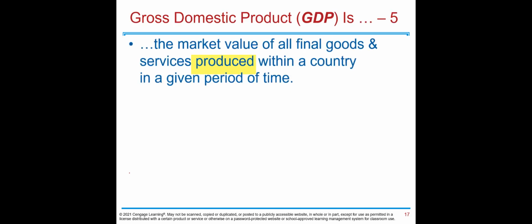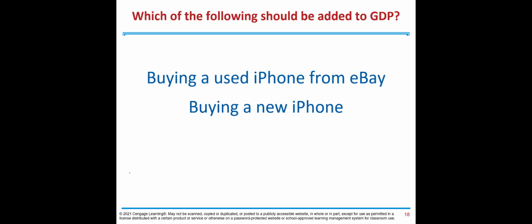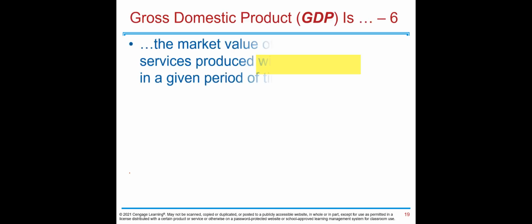Now the produce is highlighted. The market value of all final goods and services produced within a country in a given period of time. GDP includes currently produced goods, not goods produced in the past. So one example, which of the following should be added to GDP? Buying a used iPhone from eBay, buying a new iPhone. So buying a new iPhone is included in GDP. Why? Because used iPhone, when it's produced and sold as new, it was included in that year's GDP. If you include a used iPhone in today's GDP, you are double counting the value.